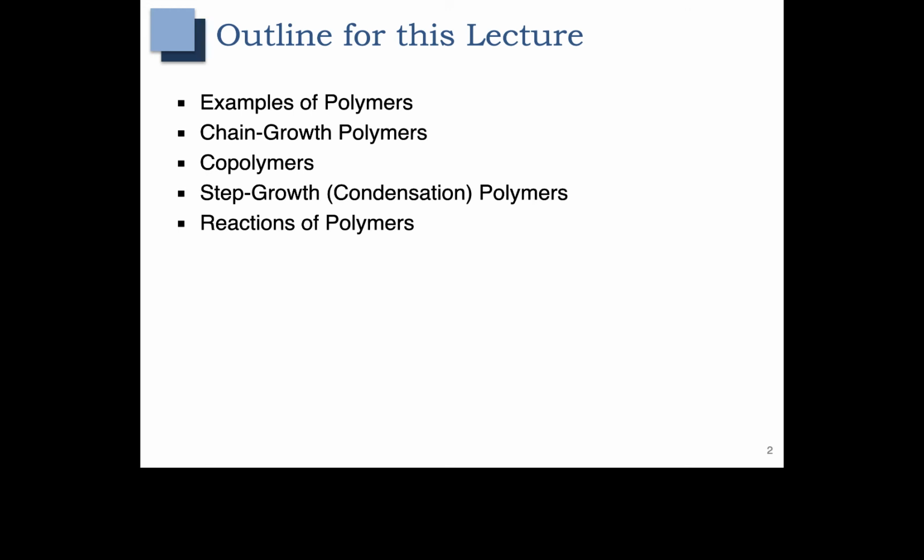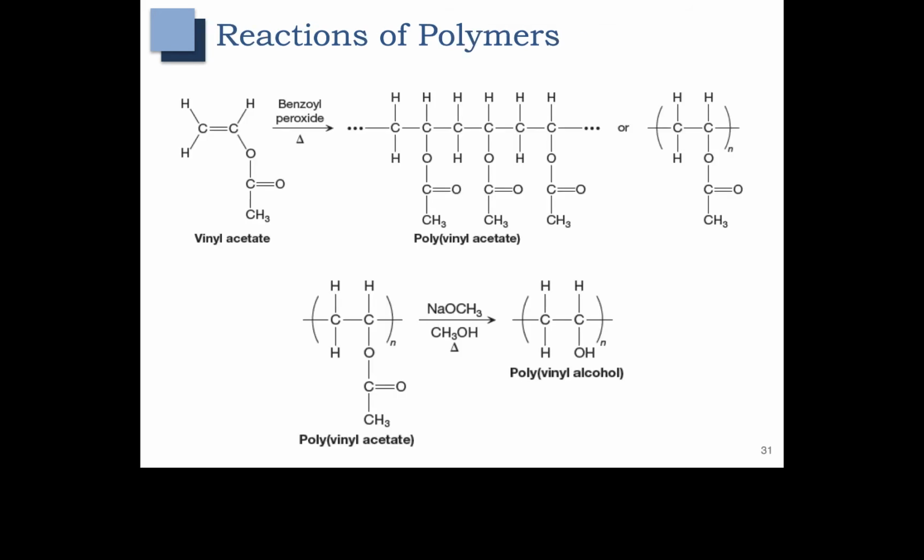In this lecture, we're going to talk about reactions of polymers. Once you've formed a polymer, the polymer itself can react, as shown here. You can see that vinyl acetate is polymerizing using benzoyl peroxide and heat to form polyvinyl acetate. Then polyvinyl acetate undergoes a hydrolysis or saponification reaction to form polyvinyl alcohol. This is useful synthetically because it's hard to make polyvinyl alcohol another way.